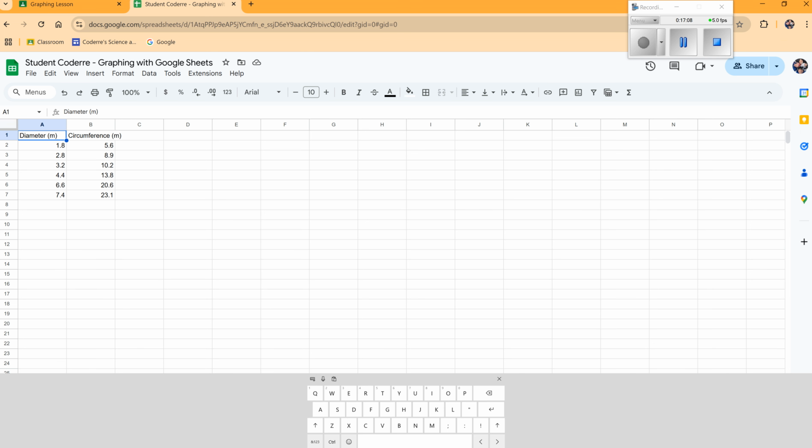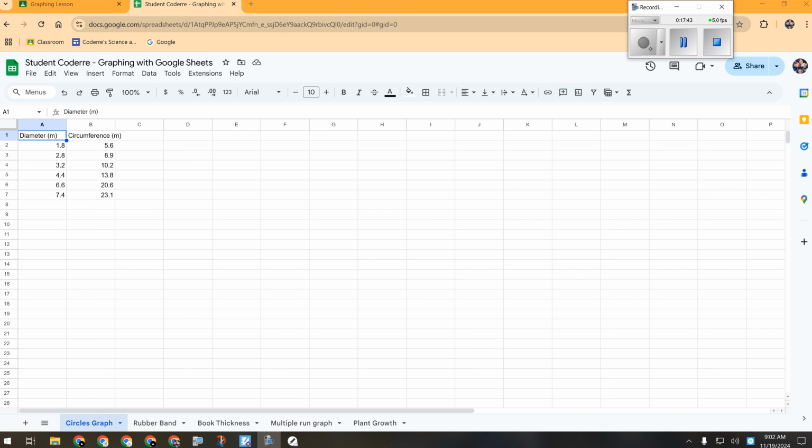But before you start, I want a prediction. What is the slope of this graph going to be? 3.14. Yep. What's the relationship between diameter and circumference? Pi. So hopefully, if you do this right, you should get a slope somewhere around 3.1, 3.14, or something like that. I'll give you a few minutes to build the graph, and then I'll build it and we'll go over the questions related to it.